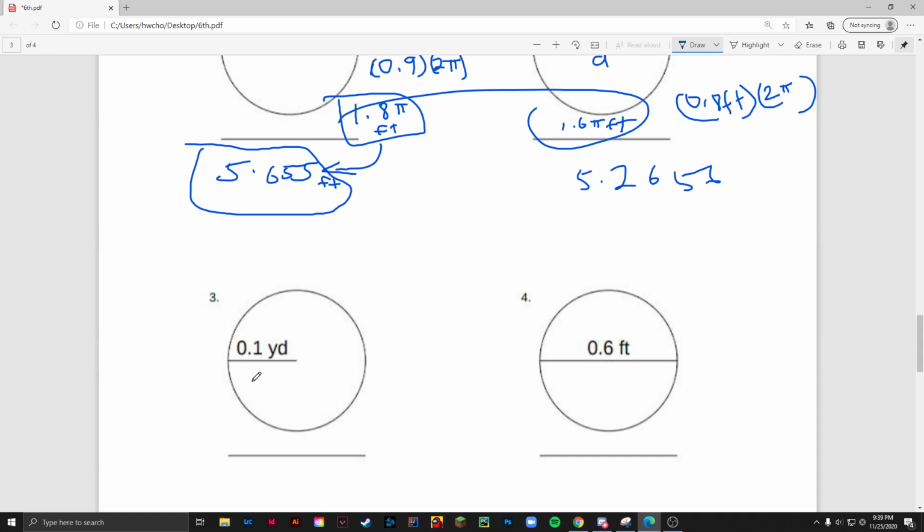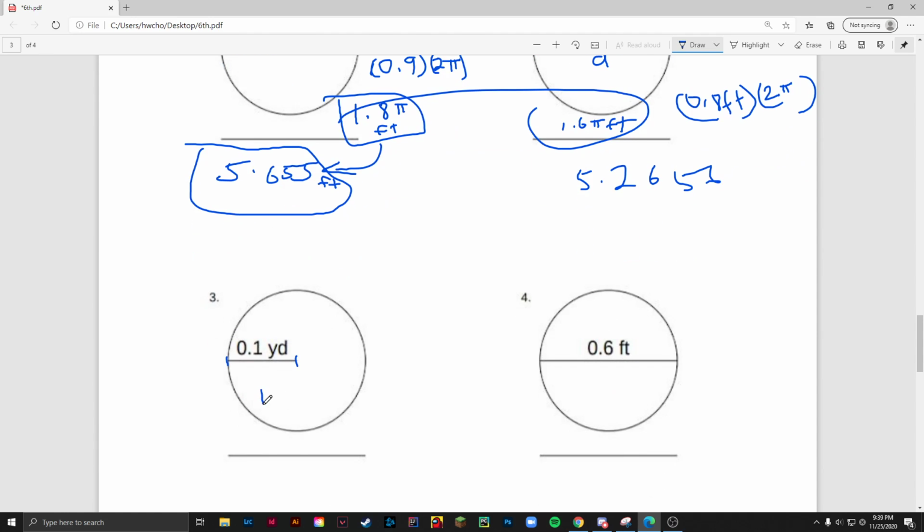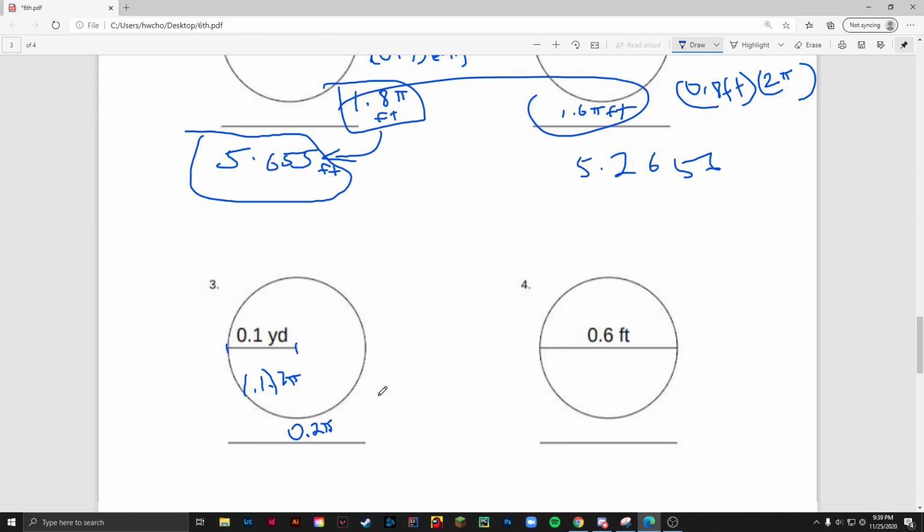Let's go over the last one. 0.1 yard. Well, it's really simple. This is just the radius, so you don't have to do any of the dividing by 2 or anything. So all you have to do is 0.1 times 2 pi, right? And you get 0.2 pi as your answer.